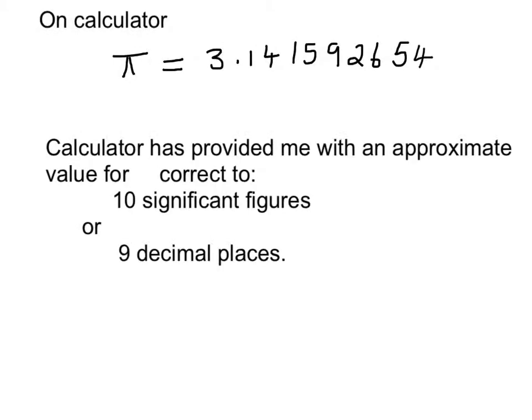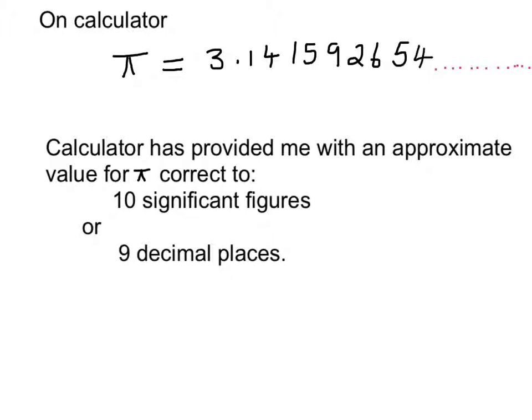There is a special number in mathematics called pi, and it has the symbol pi. If on the calculator I was to press the button for pi, I would get the value 3.141592654. The calculator has provided me with an approximate value for pi, correct to 10 significant figures or 9 decimal places. The value is approximate because in fact there are lots of other digits to be displayed, but the calculator doesn't display them due to the size of the screen.